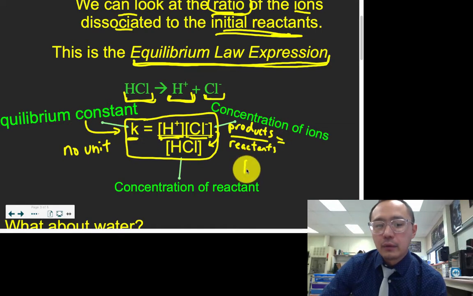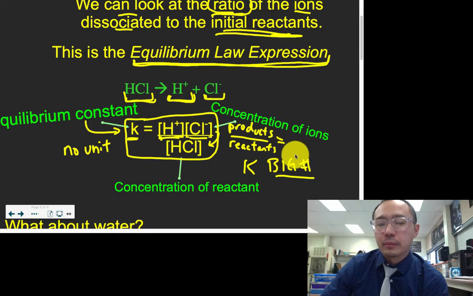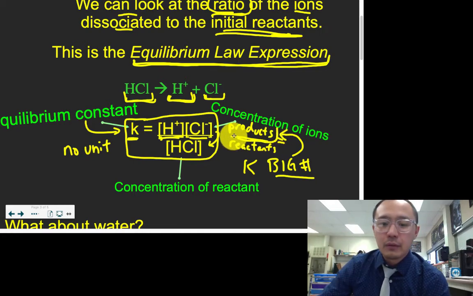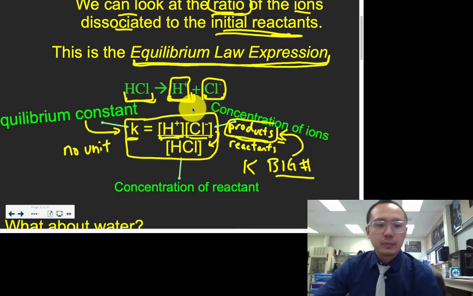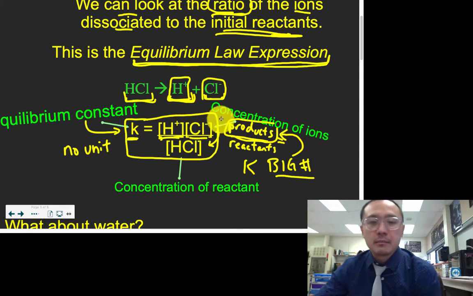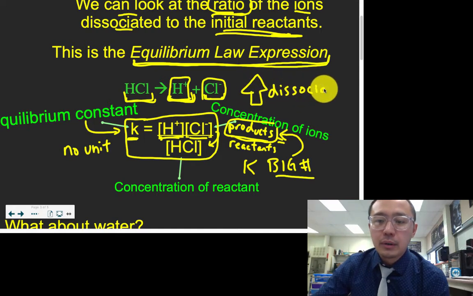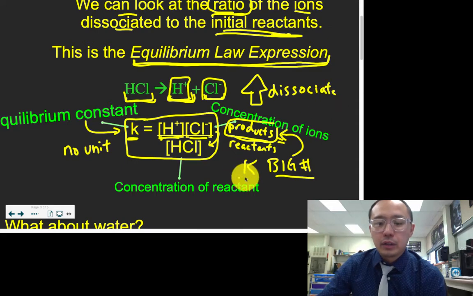When you calculate this, you can guess what happens to your constant K. If K is a really, really big number, how did you get a big number from this ratio? In order to get a big number, your products must be really large. That means the amount of ions you dissociated in your reaction must be really big, so you have a lot of dissociation. That gives you a large K.